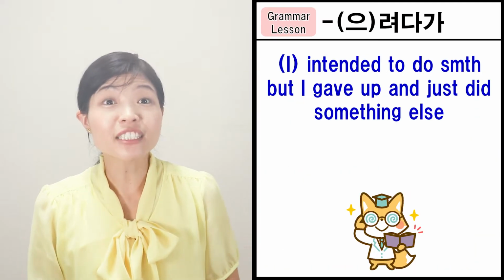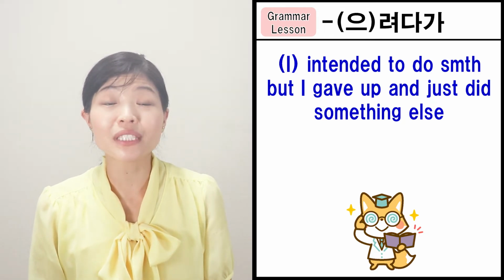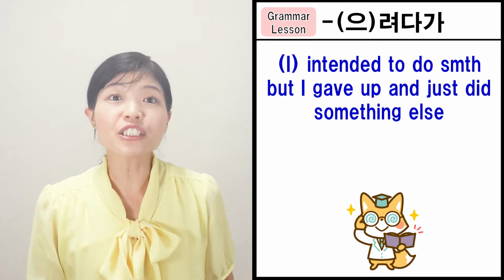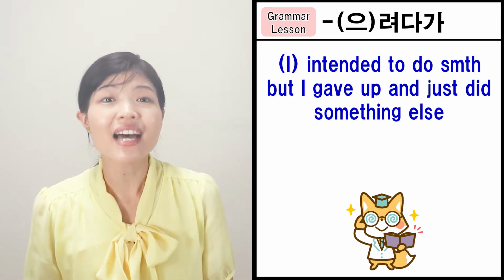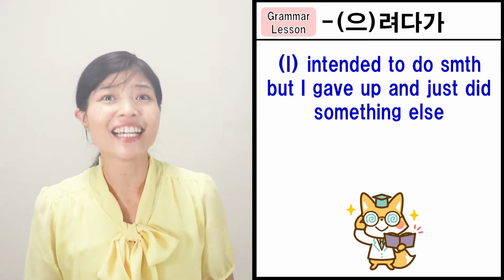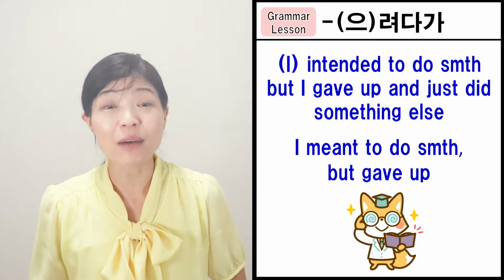Let's learn our first grammatical rule. 으려다가 means I intended to do something, but I gave up and just did something else. Compared to Korean 으려다가, this English translation is very long, isn't it? You can also translate it as I meant to do something, but I gave up.